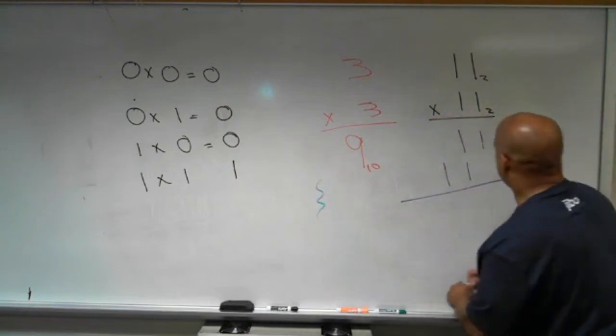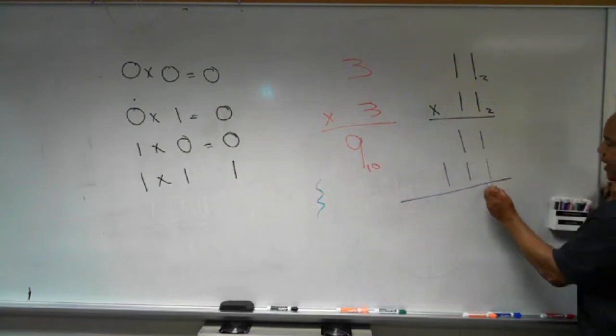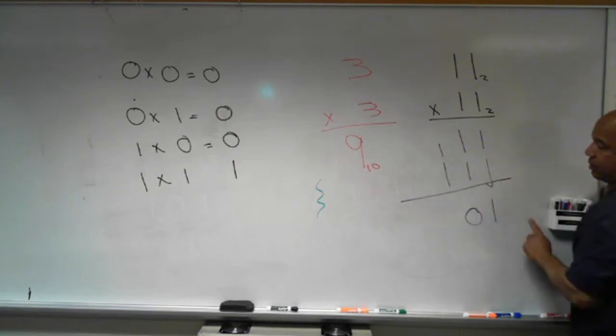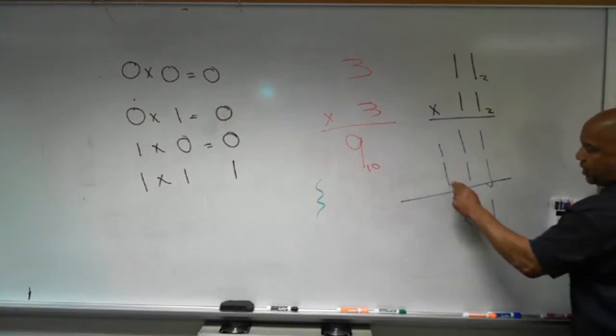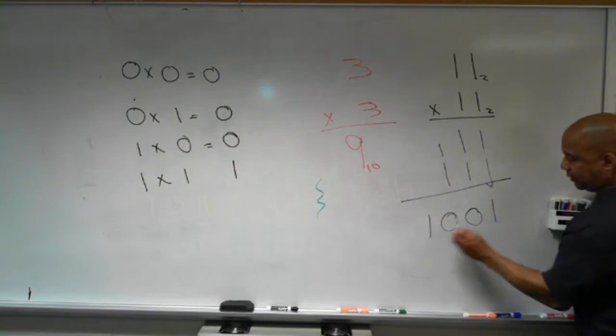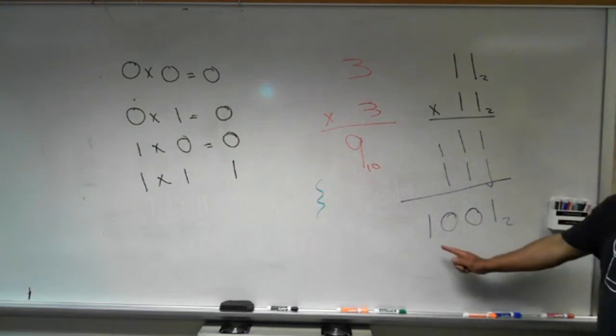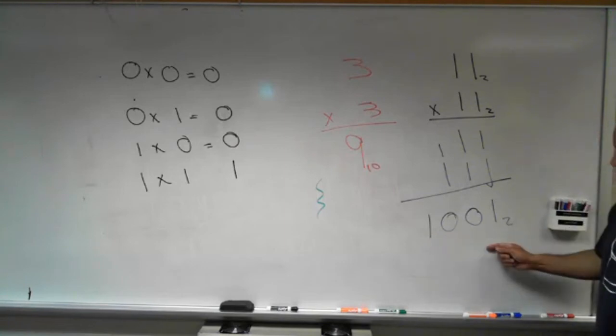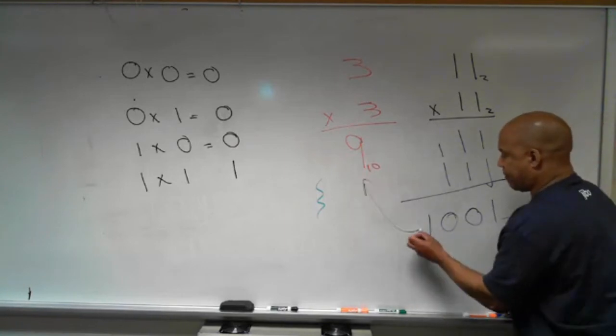I'm going to use the purple. This one comes straight down. I get a 1. I got a 1 and a 1. Remember, that's a 0, carry 1. I got a 1 and a 1. Again, that's a 0, and I just bring down the carry. So I got that's an 8 in our 8421 code. That's an 8, and that's a 1. 8 and 1 is a 9, so it checks out.